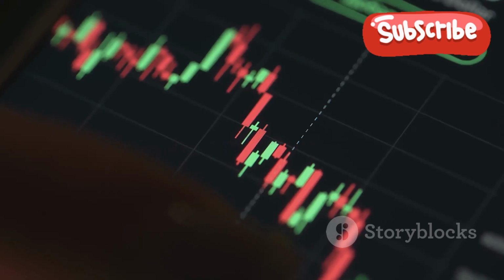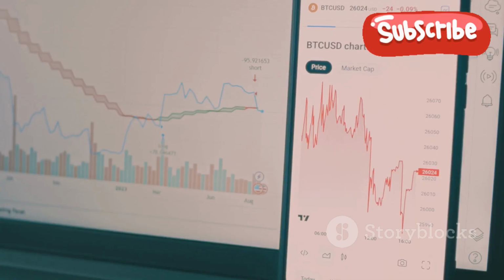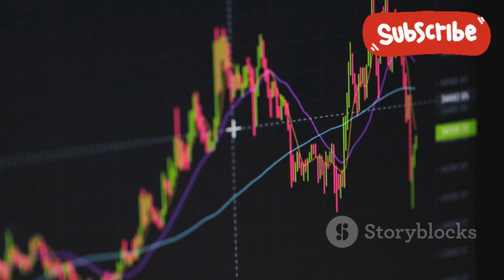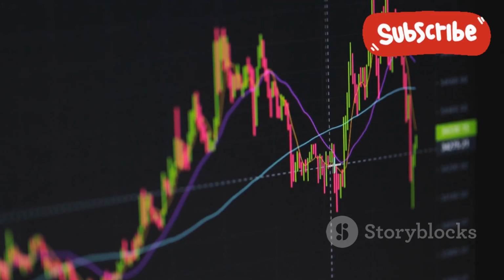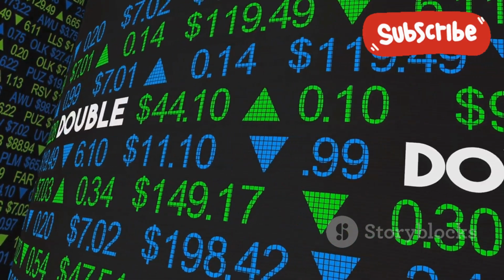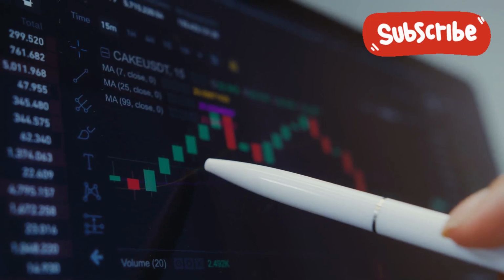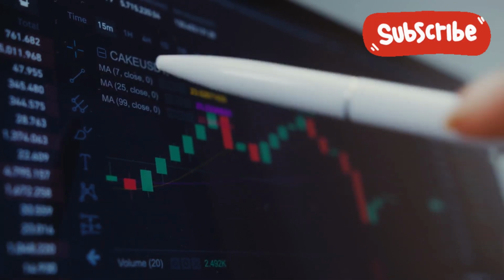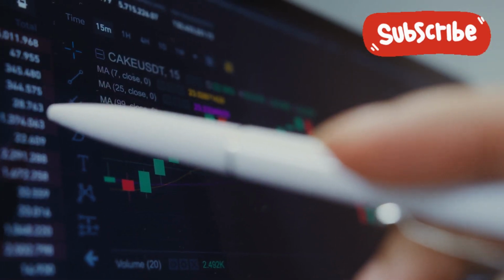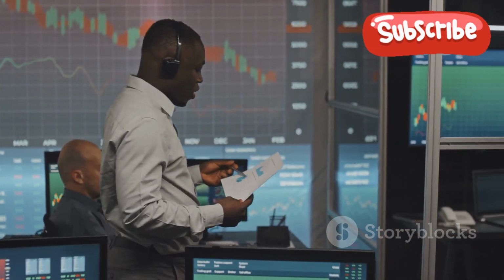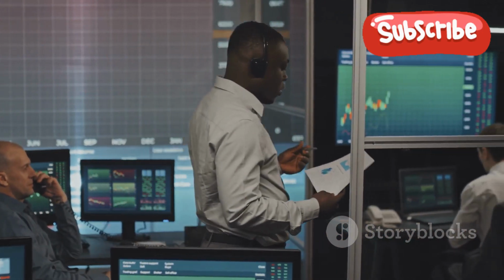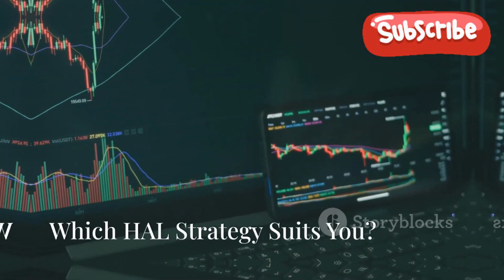One famous pattern is the head and shoulders pattern. It looks like, you guessed it, a head and shoulders. This pattern usually signals a trend reversal from bullish to bearish. Another common pattern is the double bottom pattern. It looks like a W and often signals a trend reversal from bearish to bullish. By learning to recognize these patterns, you can anticipate HAL's next move and make smarter trading decisions.